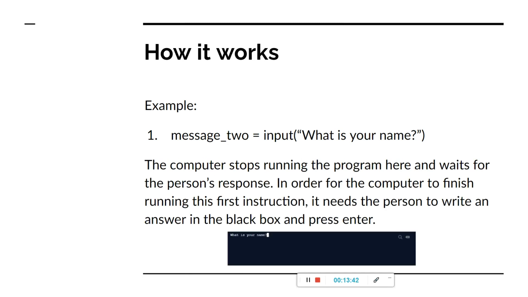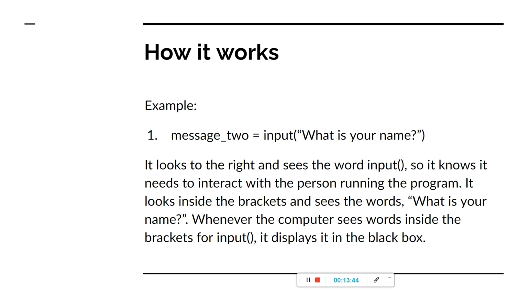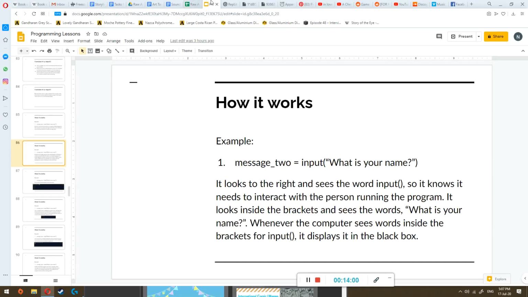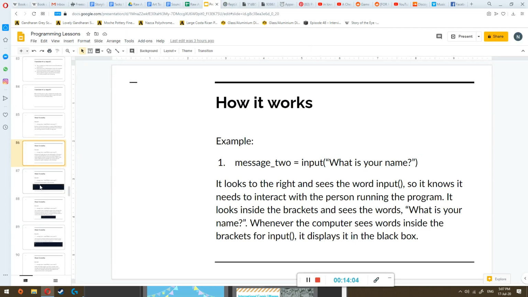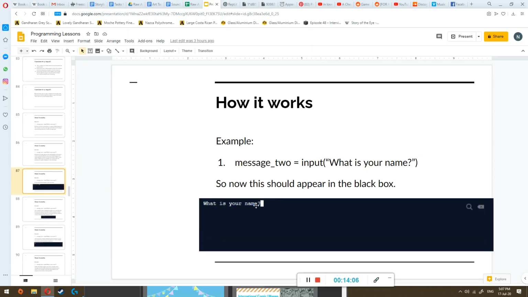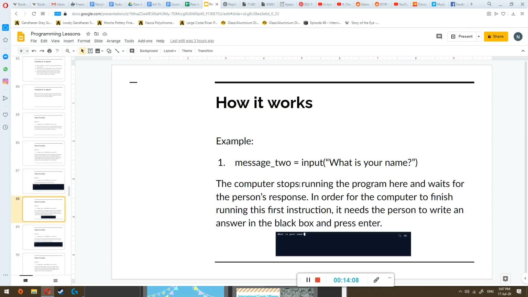So the computer stops. It looks to the right, sees the word input with brackets, so it knows it needs to interact with the person running the program. It looks inside the brackets and sees the words, "What is your name?" Whenever the computer sees words inside the brackets for input, it displays it in the black box, just like here. So now this should appear in the black box, right? The computer stops running the program here and waits for the person's response.